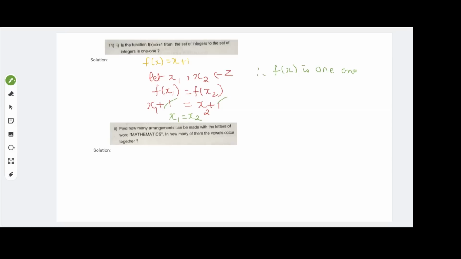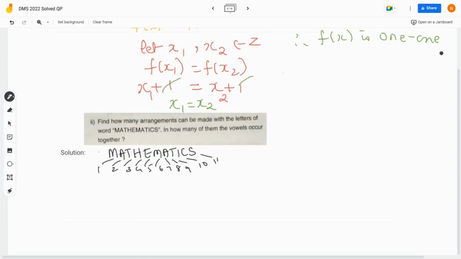Then the next one is: find how many ways the arrangement can be done with the letters of the word MATHEMATICS. So we have the word MATHEMATICS. Count how many letters we have: 1, 2, 3, 4, 5, 6, 7, 8, 9, 10, 11. So 11 letters are there. So it will be 11 factorial divided by the repeated letters.